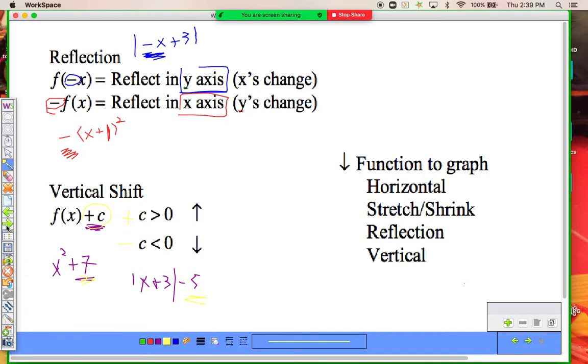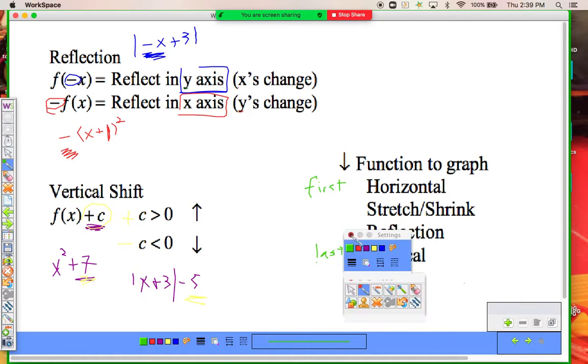All right, so given a function, the first thing we're going to do is graph that parent function. We're going to graph the parabola. We're going to graph the V, whatever it is. After we do that, the first thing you're going to graph is your horizontal movement. You're going to move the graph either left or right. The last thing you're going to do is move the graph either up or down.